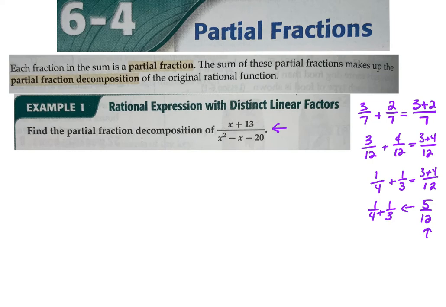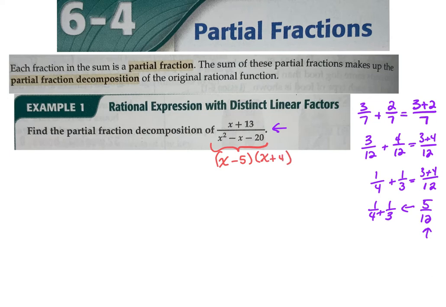So when you look at these, the very first thing you need to do is look at the denominator and factor it. What makes up the denominator, okay? And so when I look at this denominator, the first thing I need to do is factor it. Factors of 20 that subtract to give me 1. Well, that's 5 and 4. My 5 is negative, my 4 is positive, right? So I know that I would break this up into x minus 5, x plus 4.